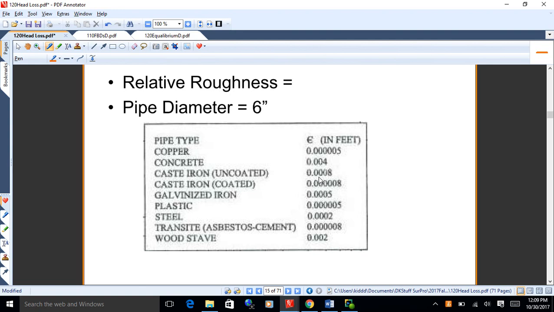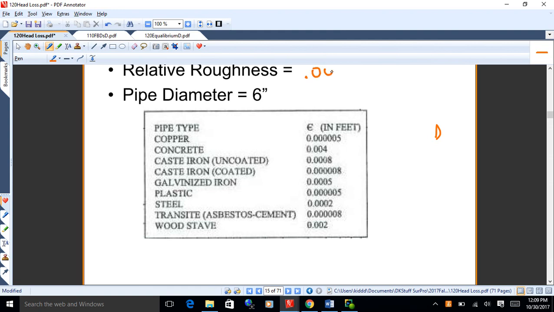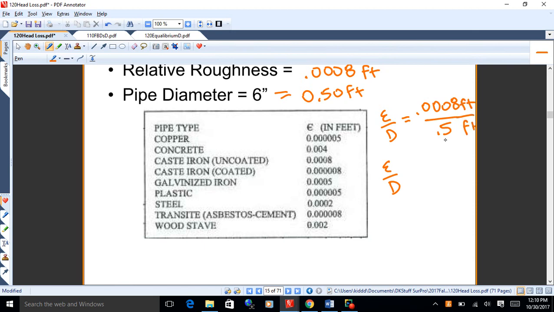And there's just a little bit of an inset in there that has some of those numbers. So that's on page 120. Unlined cast iron, 0.0008. Okay. Now keep in mind that's in feet. So we've got 6-inch pipe, which equals 0.5 feet. So if we want epsilon over D, what we get is 0.0008 divided by 1/2. So epsilon over D is dimensionless because you just get feet over feet. It's just a ratio. So that'll be 0.0016 is what that'll be.